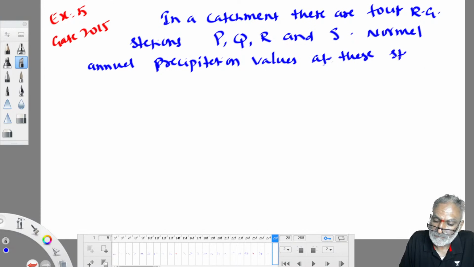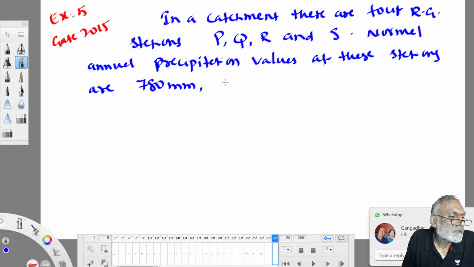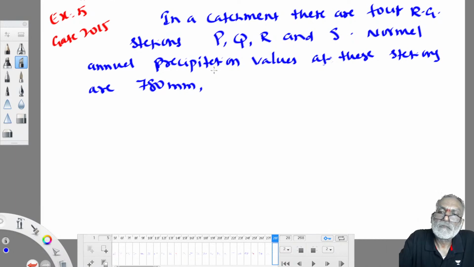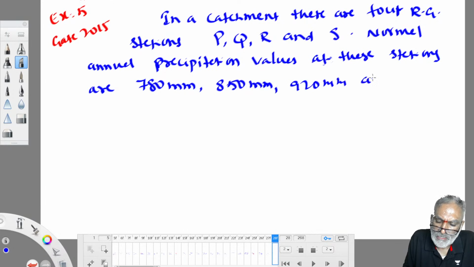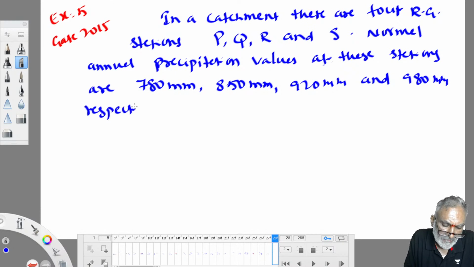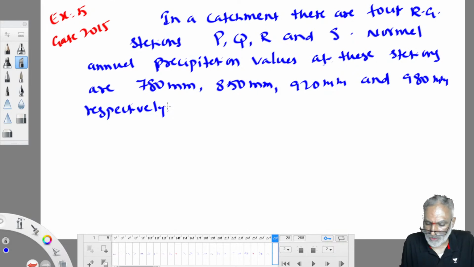it is given 780 mm, 850 mm, 920 mm and 980 mm respectively. You can ask me, I can type, I can cut and paste here, but if you write, then only you can fill the question. If you cut and paste and read, you don't get any idea. That's the reason why I am writing here.